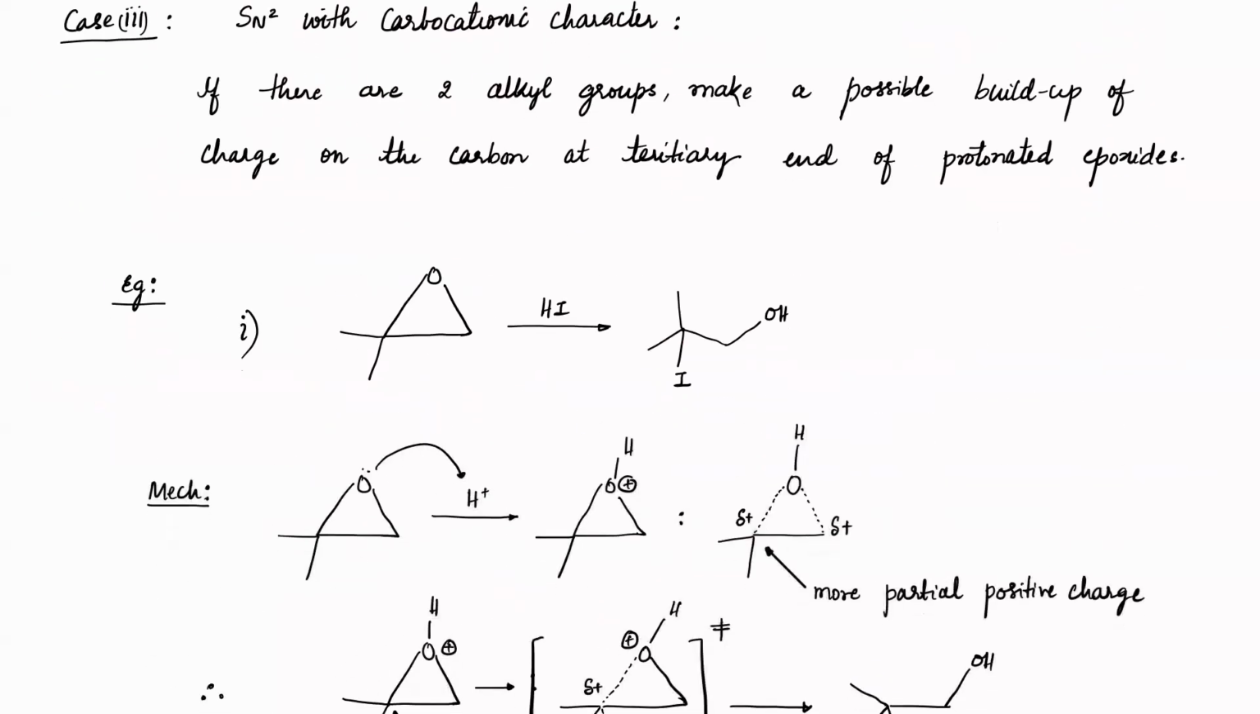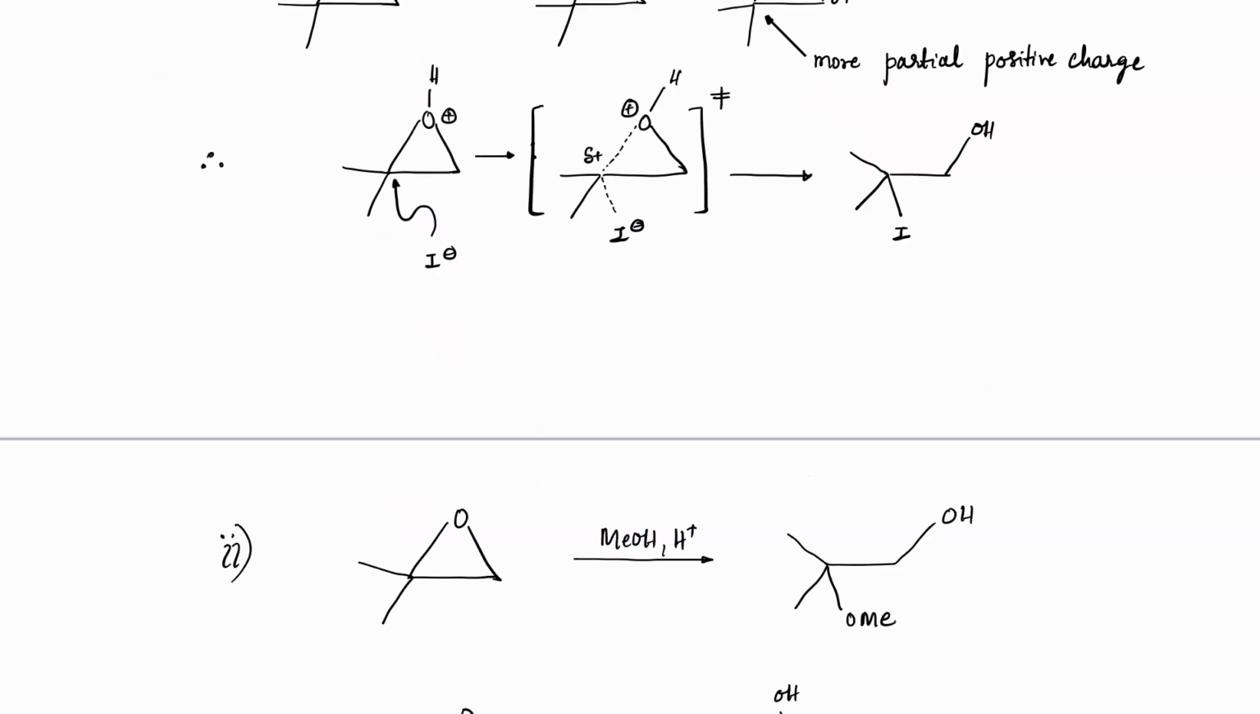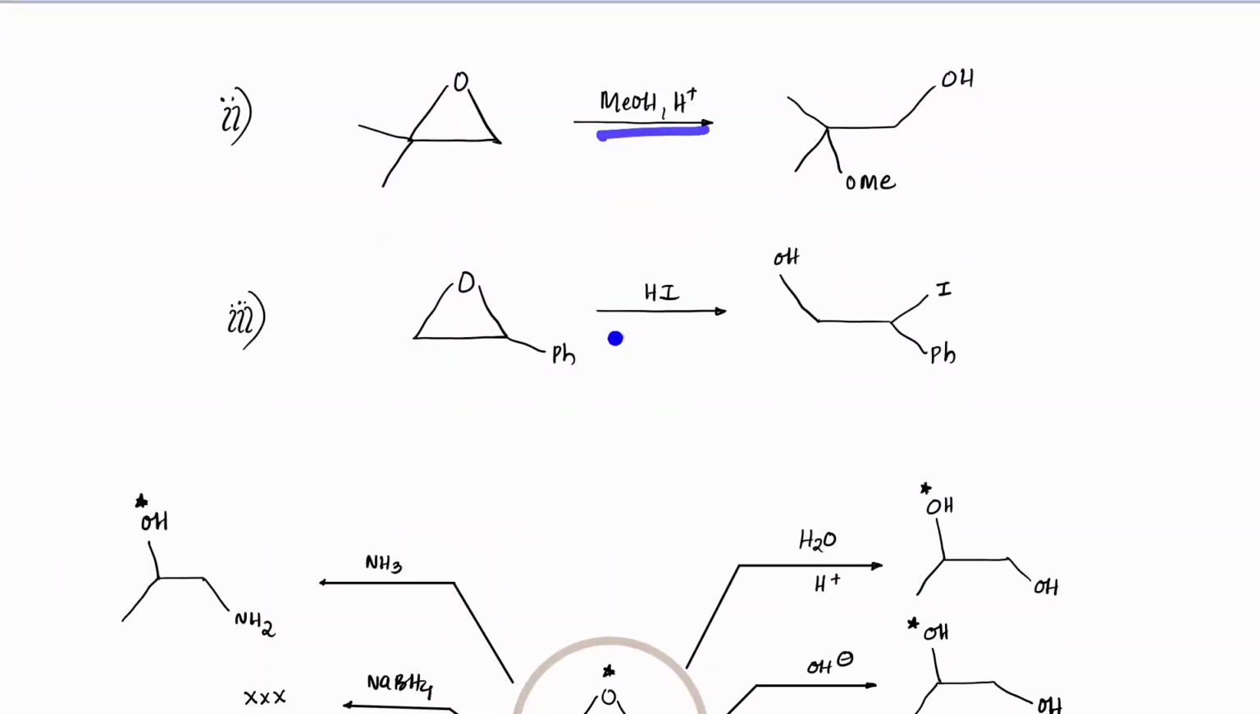Now, if you have two methyls on this position, there is no question it will definitely follow SN1 type, which means the bond will completely break on this side in acidic medium and iodide will attack on this position. So you'll always get the major product at the more substituted side. This way, please check it out. So iodide, this bond is going to break after protonation. I minus will attack and you will get this more substituted product. Clear? So even with methanol, with HI, you'll always attack on the more substituted side.